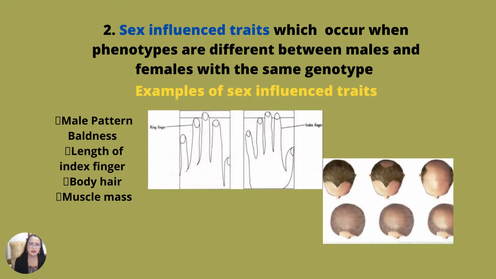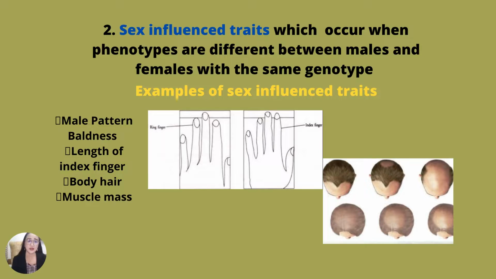So, what is that sex-influenced trait? It occurs when the phenotypes are different between males and females with the same genotype. The example is male pattern baldness, though the condition is not restricted to males. This gene has two alleles, bald and non-bald. The behaviors of the products of these genes are highly influenced by the hormones in the individual, particularly by the hormone testosterone. All humans have testosterone, but males have much higher levels of this hormone than females do.